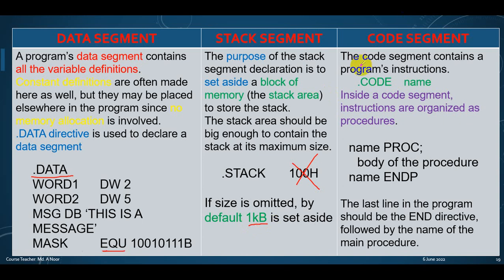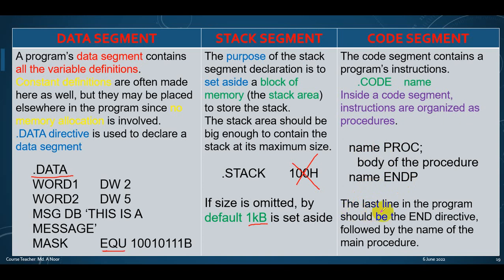Now, the code segment. The code segment contains the program instruction, and this is the syntax dot code name. Inside a code segment, instructions are organized as procedure. How to declare the procedure? Proc, and this is the name. This is the start of the procedure, and at the end, endp, with the name. This is the syntax.